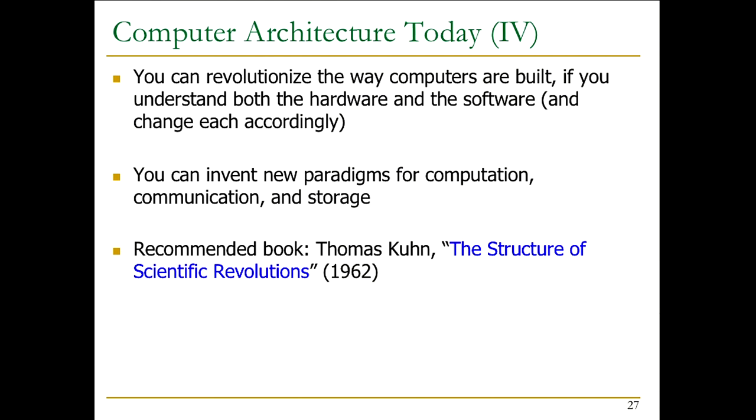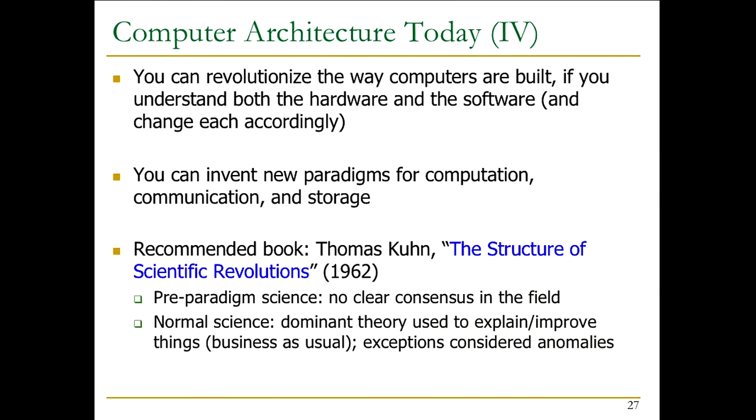But this is a book that analyzed how a lot of scientific revolutions over the history of time happen. Before a paradigm gets set, there's no clear consensus in the field. People actually explore many different directions. And at some point, there's the normal science period. There's a dominant theory that's used to explain and improve things. I call it business as usual. Exceptions are considered anomalies.